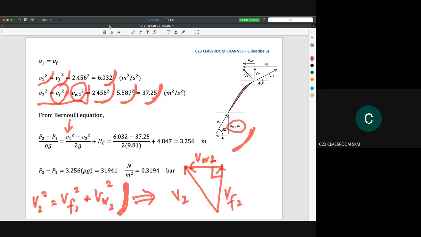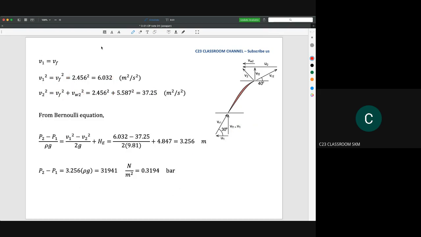So now we already have all the parameters here. What we need to do is substitute. First, we need to rearrange our Bernoulli equation here. I think you could do this. So we substitute the value of V1, we substitute the value of V2 and the Euler head that we got from the previous calculation. So we get the pressure difference is 3.256.